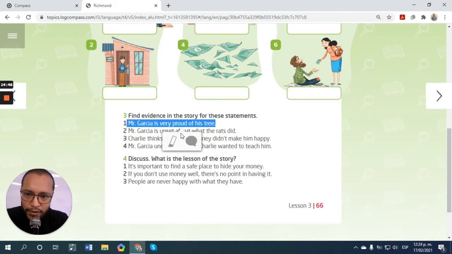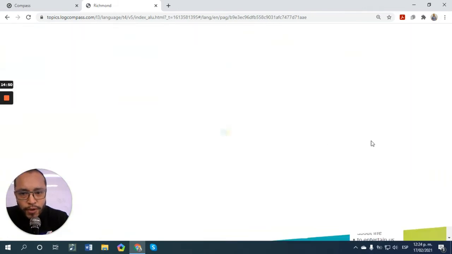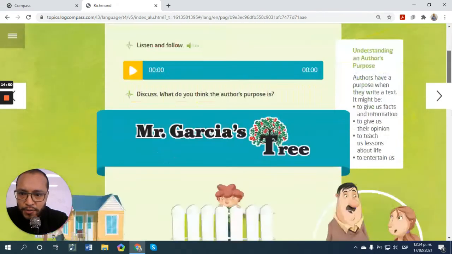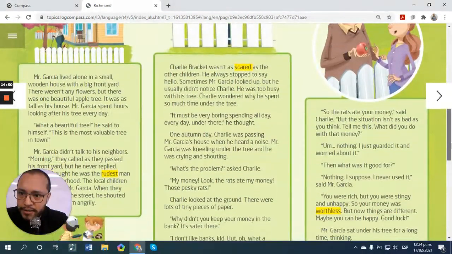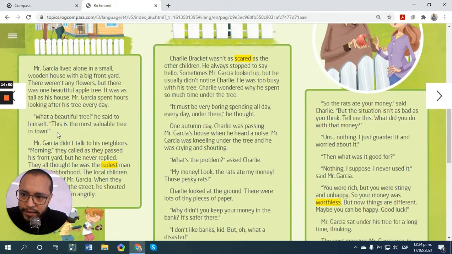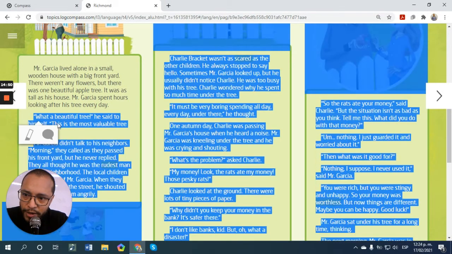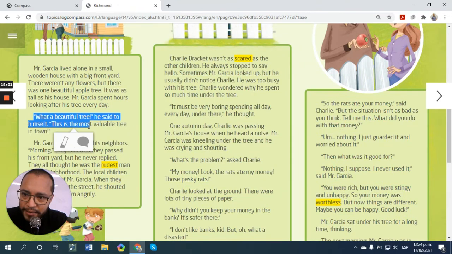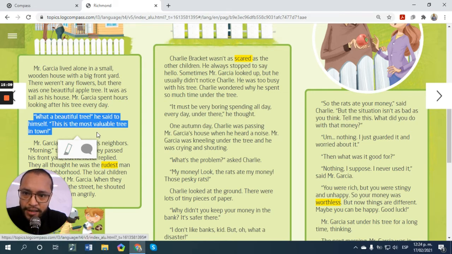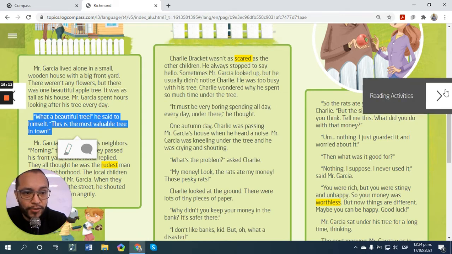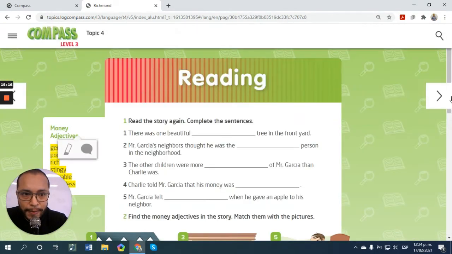Yes. The first one, Mr. Garcia is very proud of his tree. We go to the first part of the reading and we can discover that he's saying here in this second paragraph, what a beautiful tree, he said himself. This is the most valuable tree in town. You see, that's the evidence that Mr. Garcia was proud of his tree. Esa es la evidencia de ese primer punto.